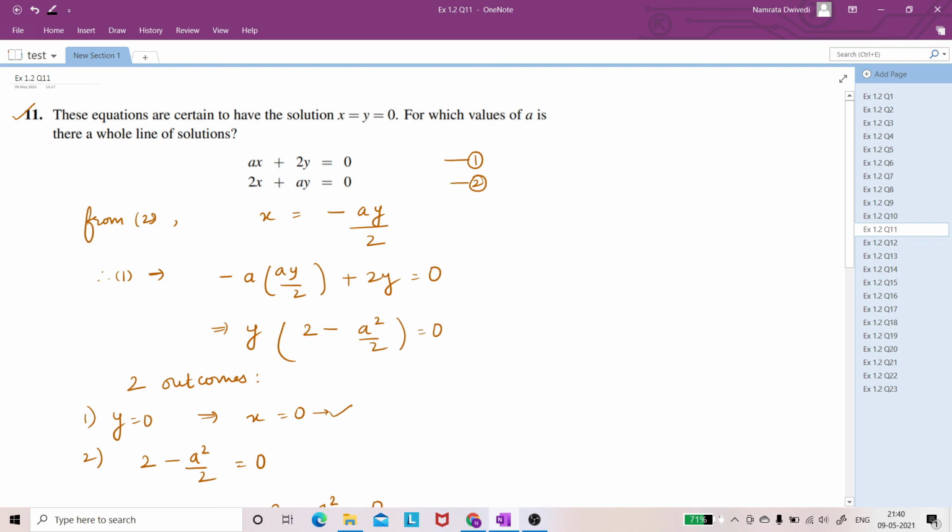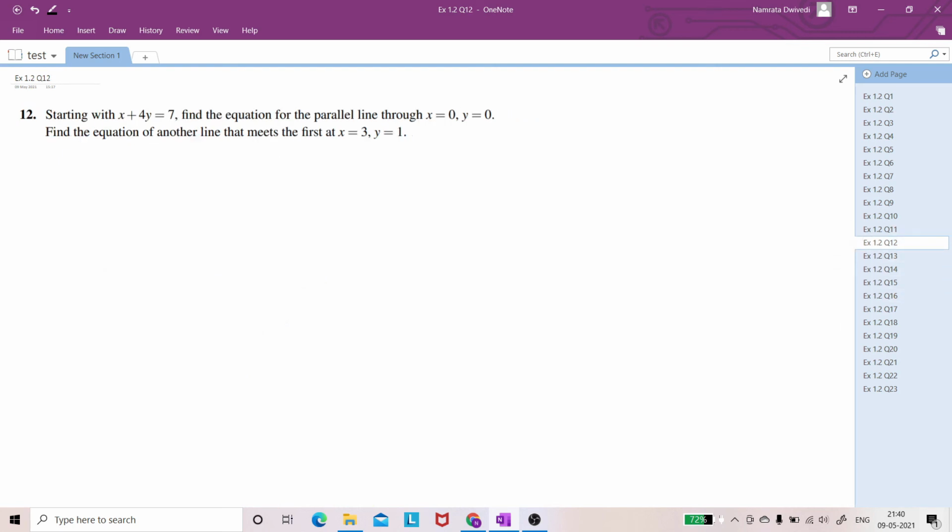now let's complete question number 12 as well. So yes, what does question number 12 state? Starting with x plus 4y equals 7. Okay, find the equation for the parallel line through x is equal to y, x is equal to 0 and y is equal to 0. Okay. Oh, this is quite lengthy one. Okay, let's solve this. It will take some time.